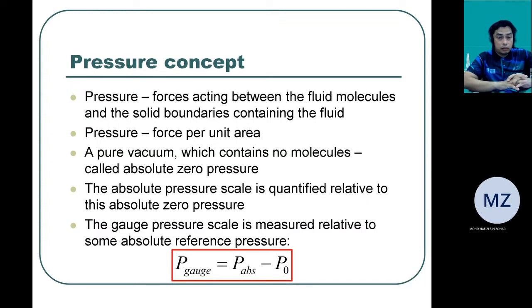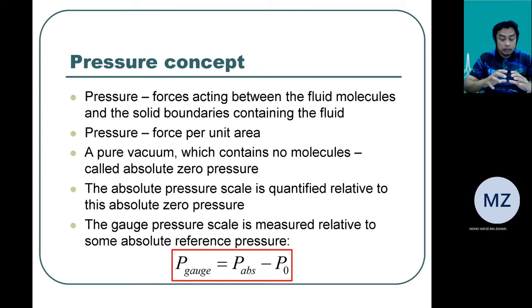So we look at more details on the concept of pressure. As mentioned just now, pressure P is force per unit area, F over A. If you look at the definition of pressure, force per unit area, the force comes from the interaction of molecules with the surface, the boundaries.